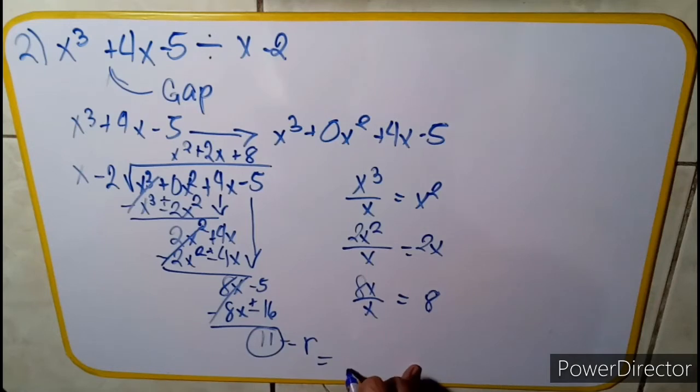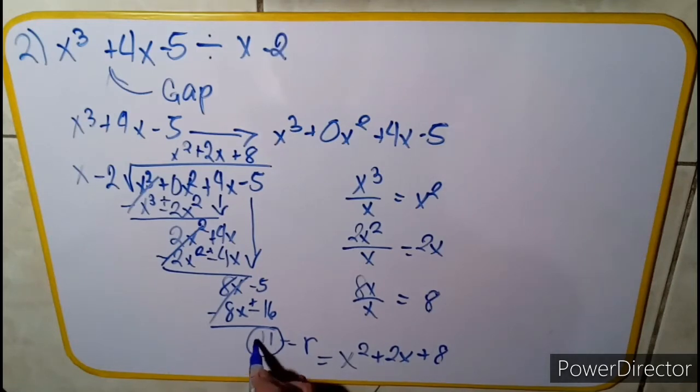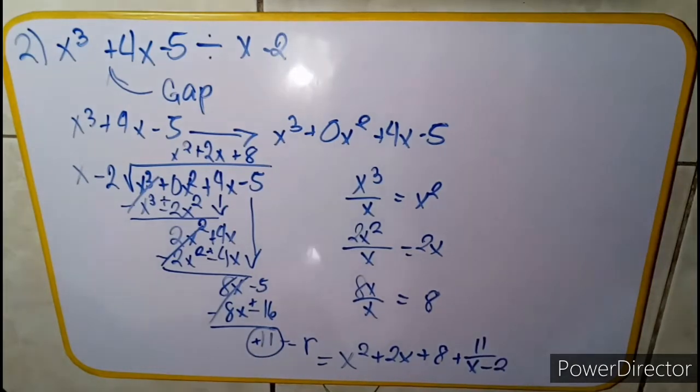This can be written as x squared plus 2x plus 8 plus 11 over x minus 2. Our remainder will be put in the numerator and our divisor will be put in the denominator. This is our final answer.